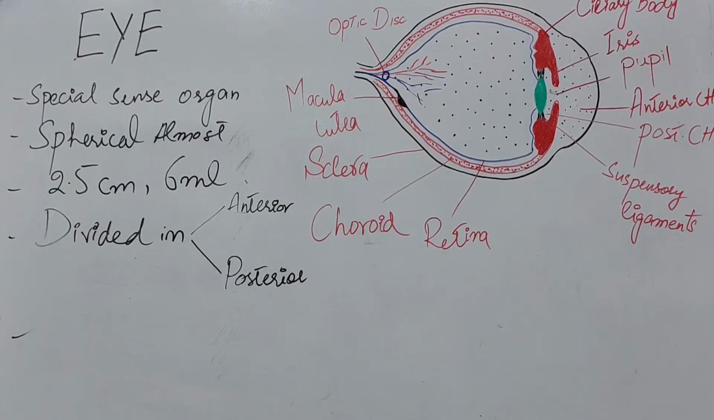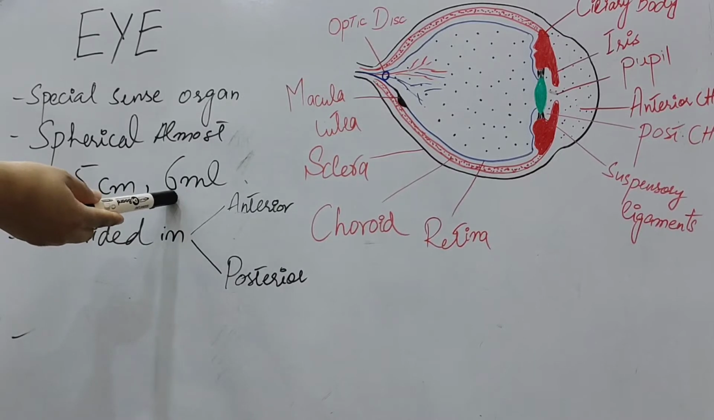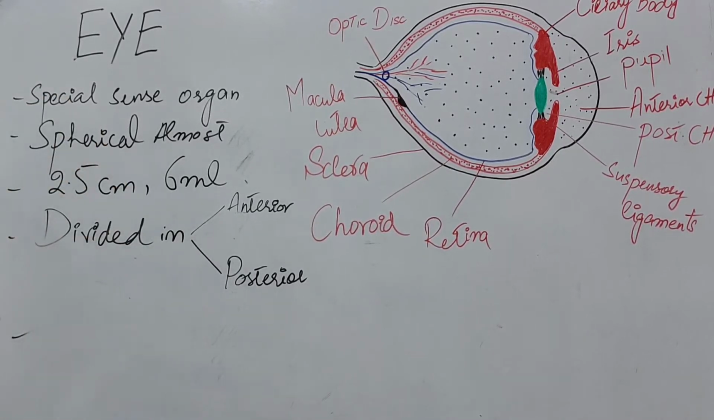Today we will discuss the structure of a human eye. Eye is a specialized sense organ which receives different images from the environment and carries them to the brain for further processing. The shape of the eye is almost spherical. It is not perfectly spherical but almost spherical. And the diameter of human eye is 2.5 centimeter and the volume of eye is about 6 milliliter.